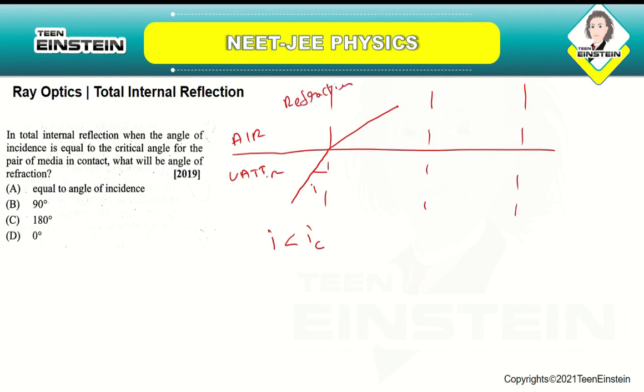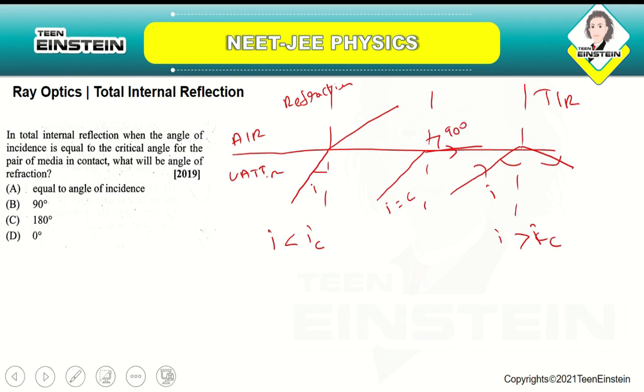When I is greater than the critical angle, you will have total internal reflection. But here what they are saying is when the angle of incidence is equivalent to the critical angle. So, when both are equal, I is equal to C, the angle of refraction will be 90 degrees. So, in this case the angle of refraction will be 90 degrees.